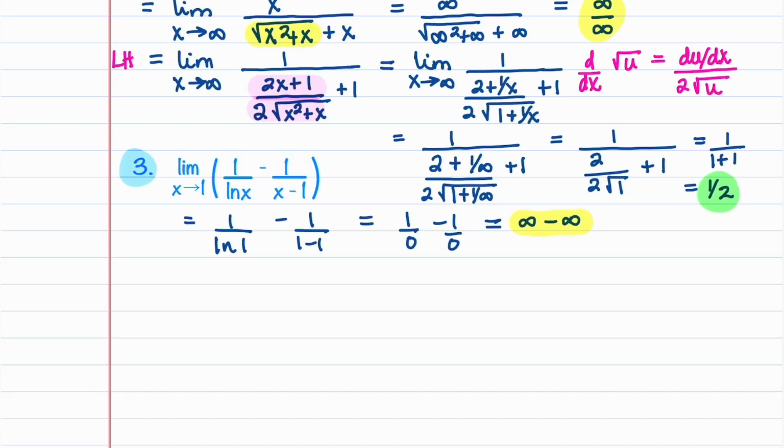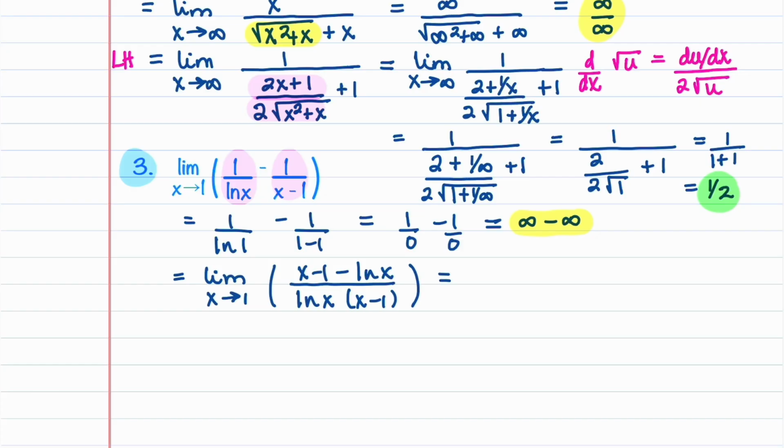To evaluate this, we need to notice that in our original function, we have one term minus another term. And when that happens, it's usually good to get a common denominator. So let's go ahead and do that. This is the limit as x goes to 1. Our common denominator is going to be natural log x times x minus 1. And then up top, we're going to get x minus 1 minus natural log x.